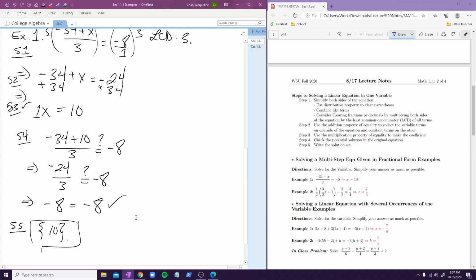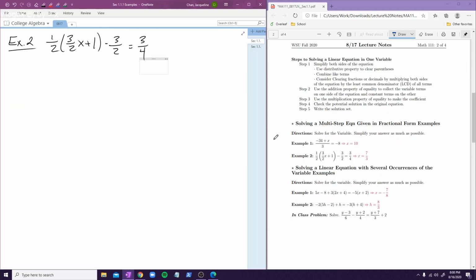Right? That is example 1. Alrighty. Now let's do example 2. In example 2, we are given 1/2 times the quantity 3/2 x plus 1, and the quantity minus 3/2 is equal to 3/4. Right? A lot of fractions. A little more complicated than example 1. But it's alright. As long as we follow these steps, we'll be fine.